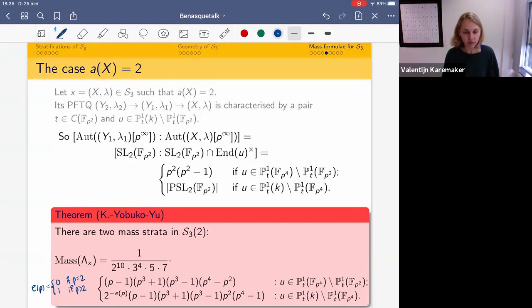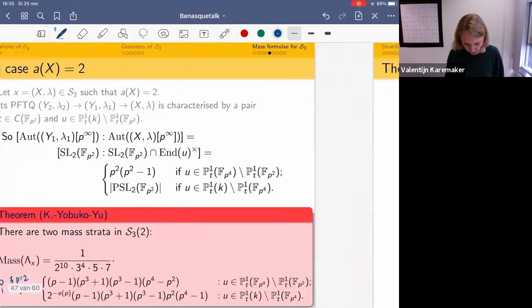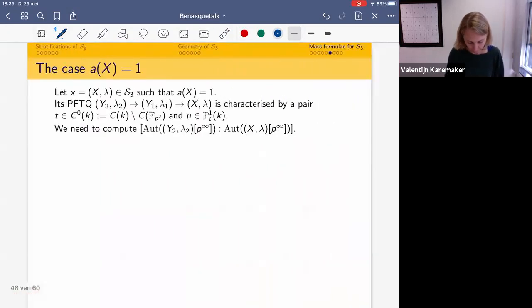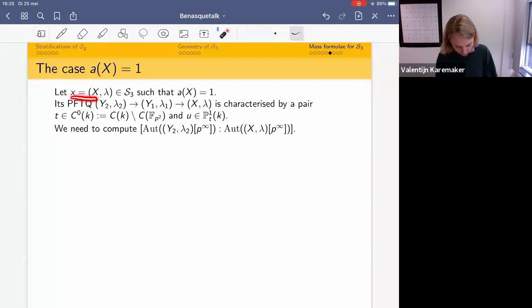Right, so that was the a number 2 case. What about the a number 1 case? So here we start over again. Now we have a point in S3 with a number 1.